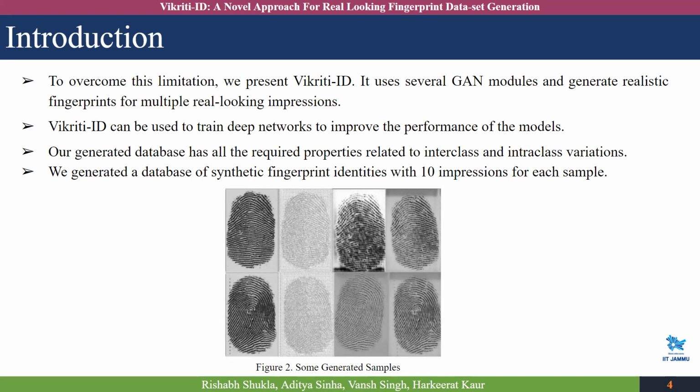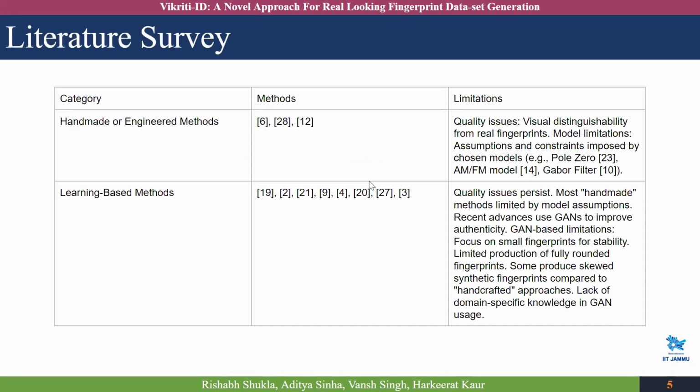As you can see here in figure 2, we have some samples. The first row contains 4 impressions of the same unique ID. The second row contains 4 impressions of different unique IDs. So yeah, these are some impressions from our model.